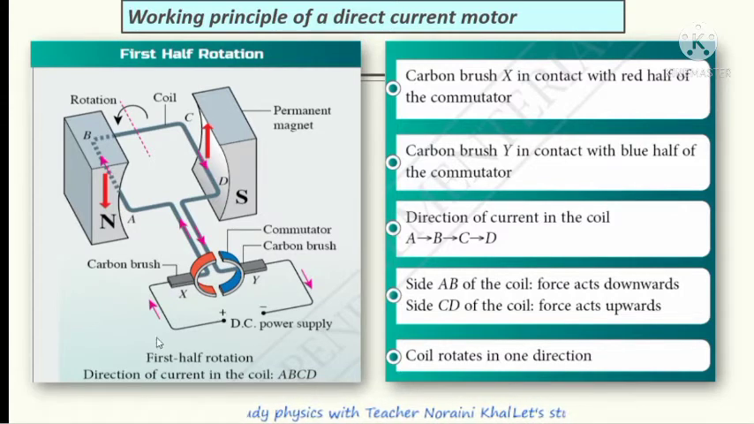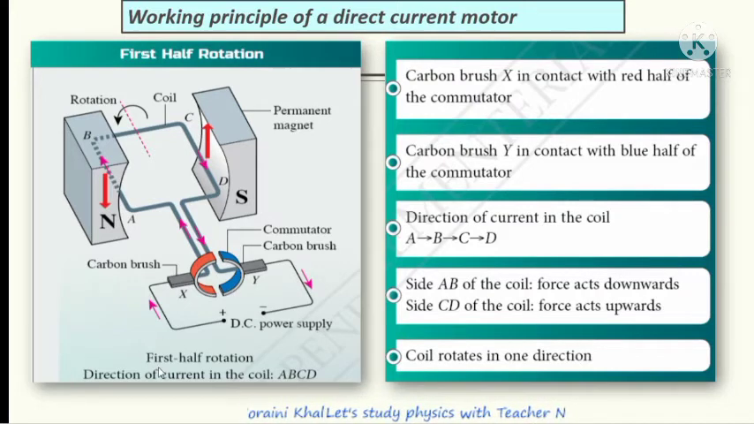So this is the basic structure for the DC motor. This is a coil ABCD placed in the magnetic field of a permanent magnet. You can see the coil is attached to a split ring commutator, blue color and red color, just to differentiate. And these are carbon brushes loosely attached to the commutator. When the coil rotates, the commutator will rotate together with the coil, but is not fixedly attached to the carbon brush. Okay, carbon brush X is in contact with the red half of the commutator.